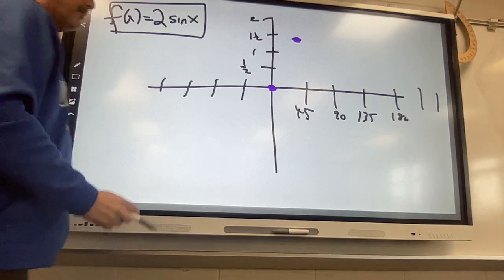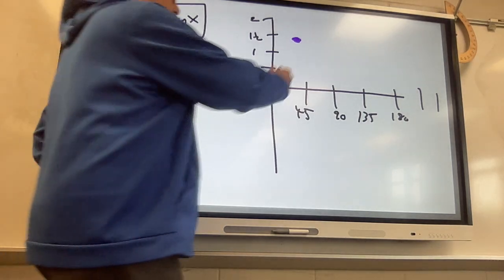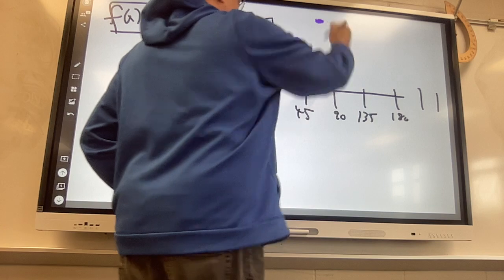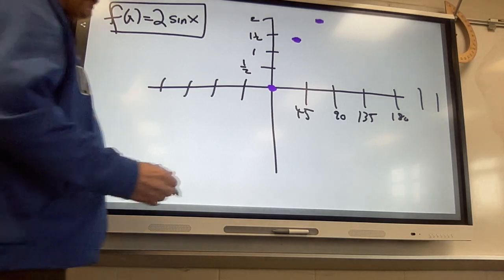All right. The sine of 90 is 1. So doubled it is 2. So at 90, we're going up to 2. The sine of 135 is root 2 over 2, which is approximately 0.7. Doubled is 1.4. And we know it's going to start repeating itself.